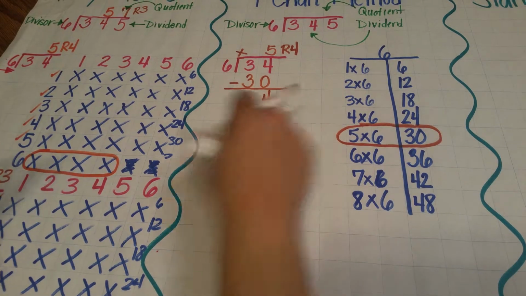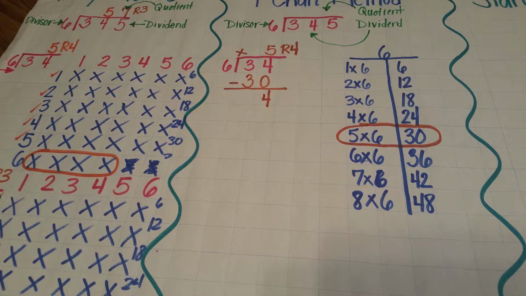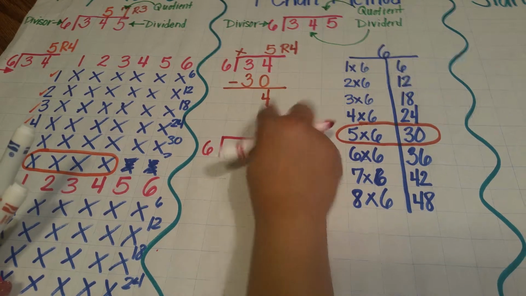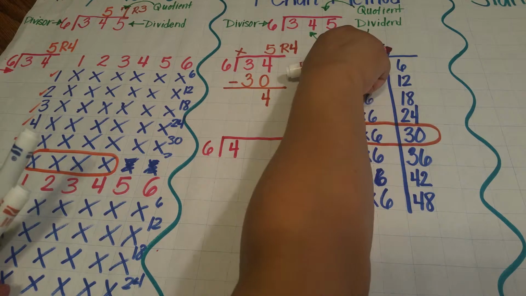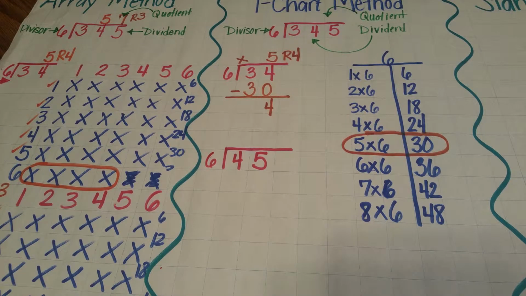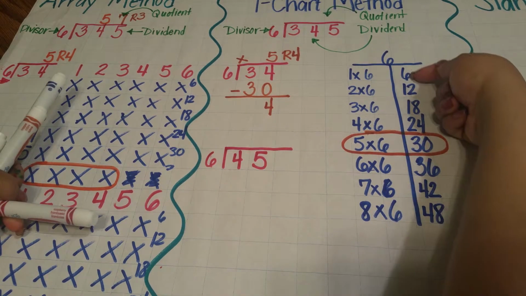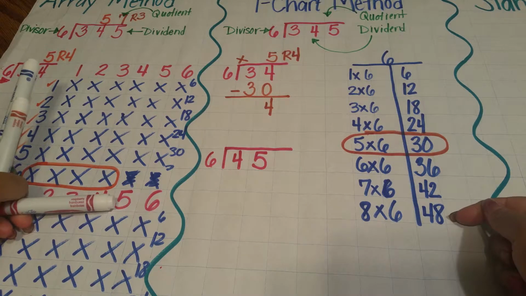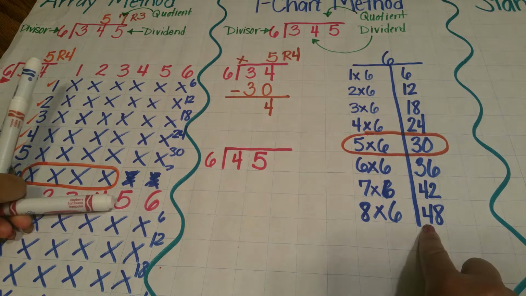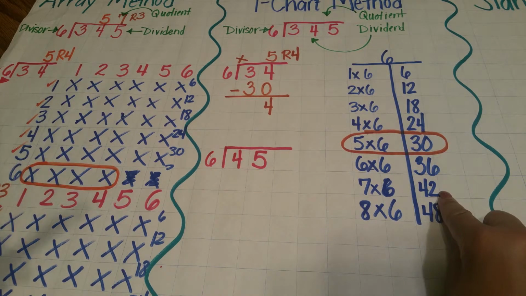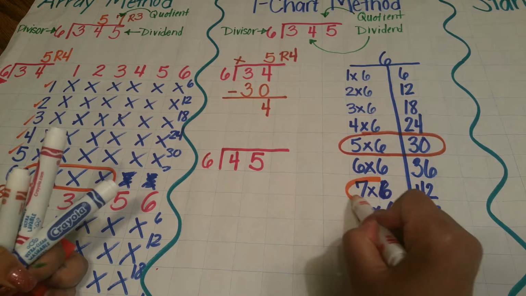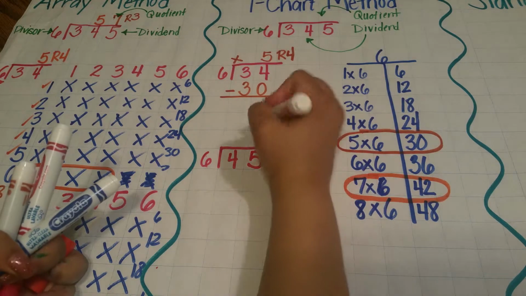We take our remainder and we go ahead and create our next division problem. Our divisor stays the same. Our next dividend is going to be our remainder 4 and our last number in our original division problem, 5. So now we go back to our T-chart and we're looking for a number that is close to 45 without going over. I cannot use 48. I went over, so I used the number prior to that, which is 42. So our next quotient is going to be 7.